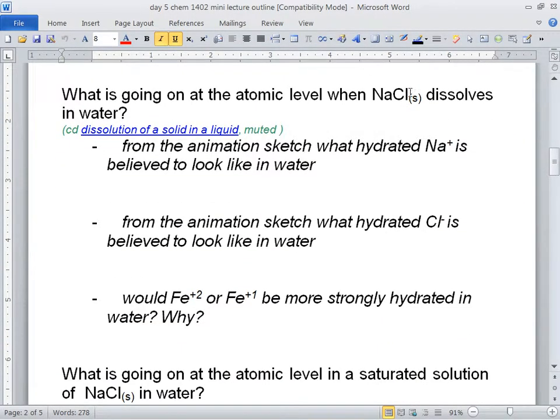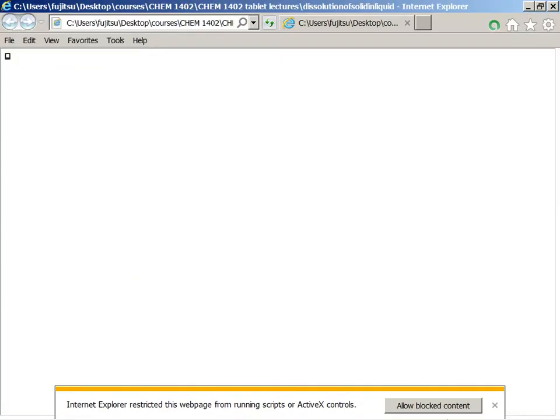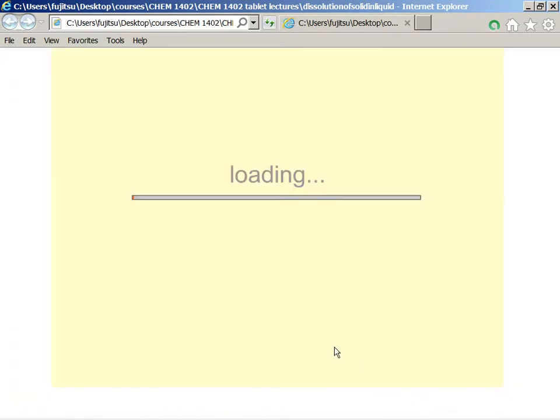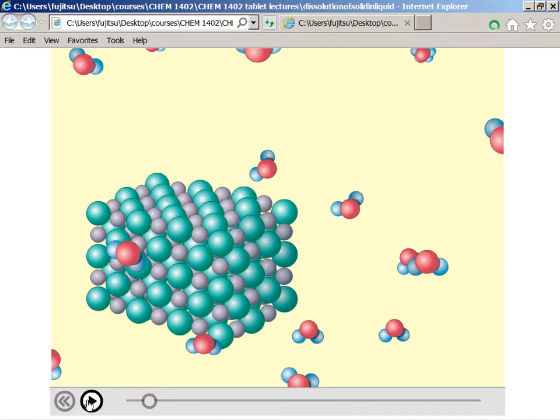What is going on at the atomic level when salt dissolves in water? Okay, let's take a look at this. So before we let the little animation go here, we said salt dissolving in water. Where's the salt? Yeah, the big cube looking thing. And the salt was supposed to be sodium chloride, sodium cations, chloride anions, right?